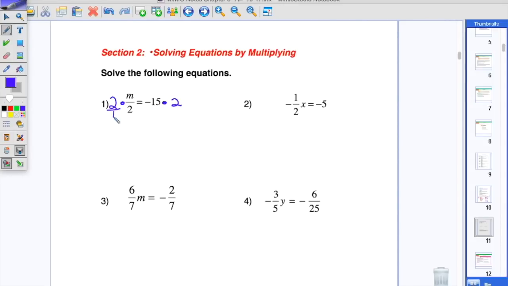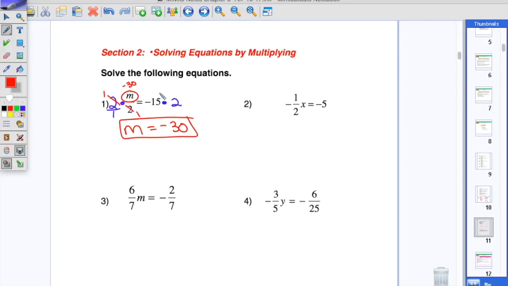On the left-hand side, we can put the 2 over 1. So we're canceling the 2 in the numerator and the 2 in the denominator, so we're left with our m. On the right side, it's negative 15 times 2, or negative 30. We can also mentally check these by saying if I have negative 30 and I divide it by a positive 2, do you end up with negative 15? And it is true, so m equals negative 30 is our solution.